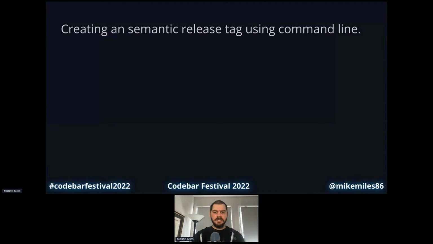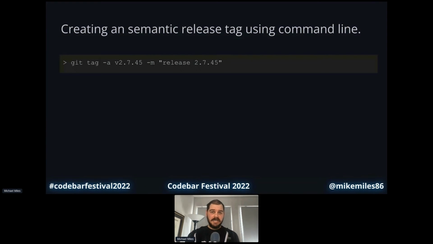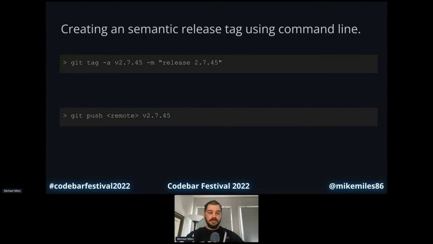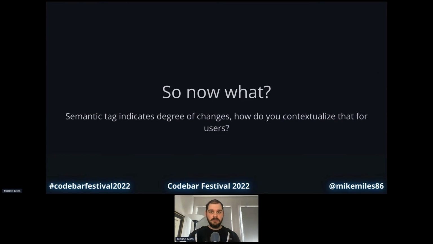So creating a semantic release tag using the command line, it's that annotated tag command: git tag -a, your version number. The general practice is to prefix it with a V, which is short for version. So version 2.7.45, for example, and then a message. At the very least, you want to start with "release" and the release number in the tag message. Then you push it up to your remote environment using the tag name, and then whatever your production processes are from there.